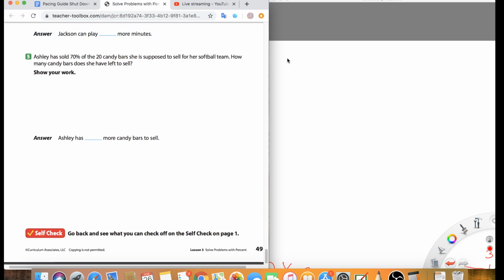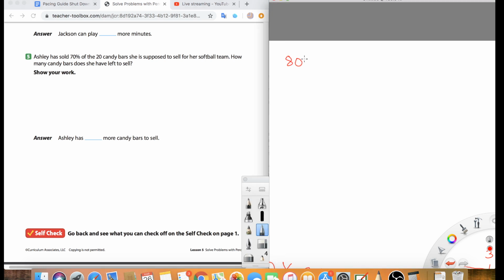So let's make up my own problem. Ashley sold 80% out of the 30 candy bars she has to sell. How many more does she have to sell? So in order to solve this problem, I'm trying to find out how many she sold, which is 80%, which is less than 100%. So I'm going to try to find less candy, not the 30 candy. That's how many I have to sell. I need to find out how many I have sold already.